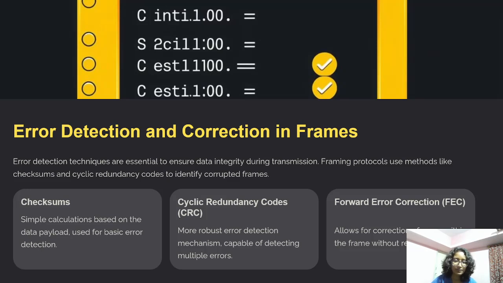Checksums. Simple calculation based on the data payload used for basic error detection. Cyclic redundancy codes. More robust error detection mechanism capable of detecting multiple errors. FEC, forward error correction, allows for correction of errors within the frame without retransmission.